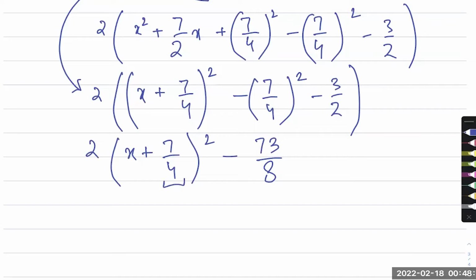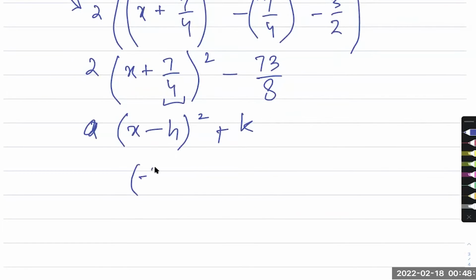Remember, the standard form is a(x minus h) whole squared plus k. So what is my vertex here? It is -7/4 and minus 73/8. Everybody on the same page? You all understand this? If you don't get it, we will do some practice of this so you fully understand this, because this really helps.